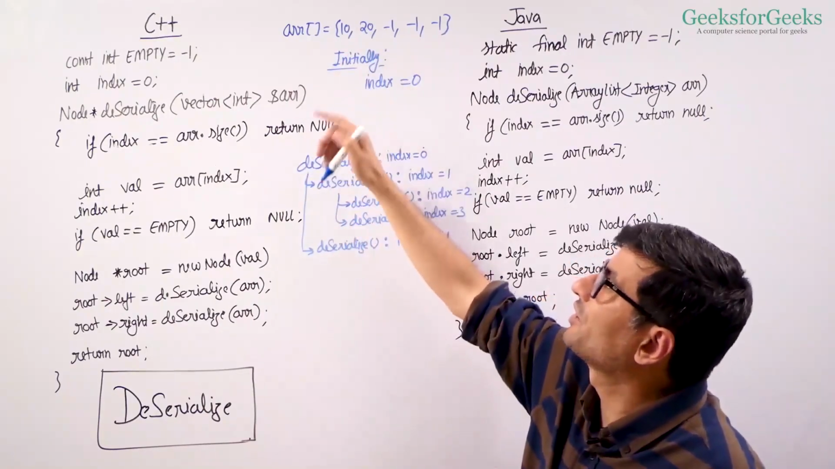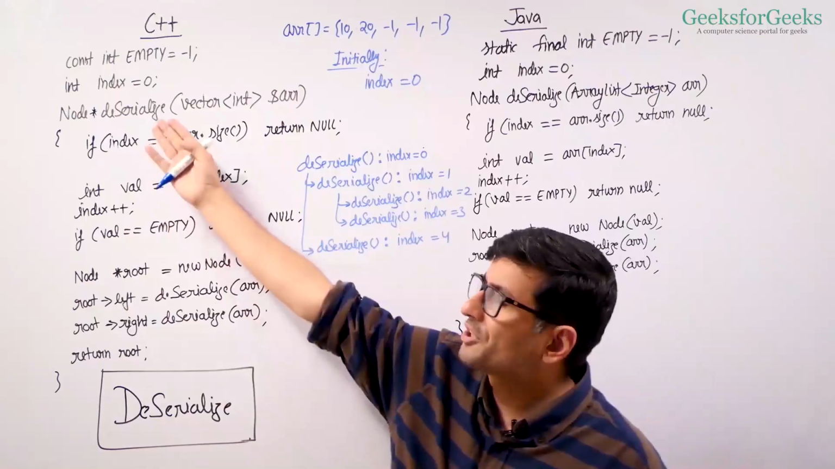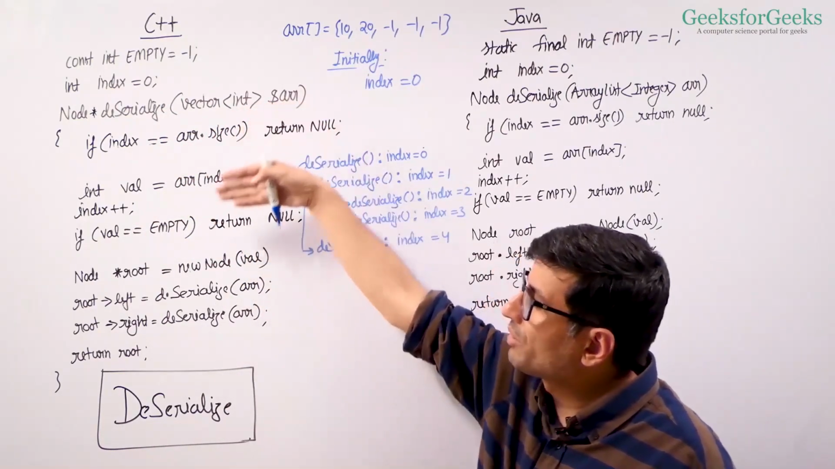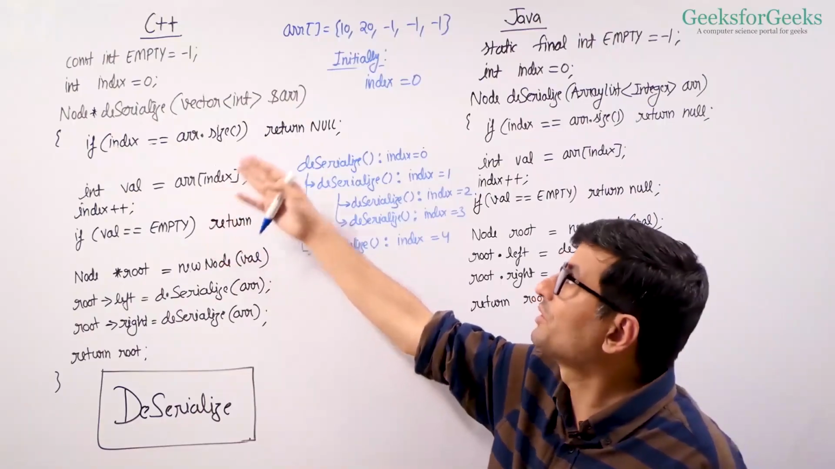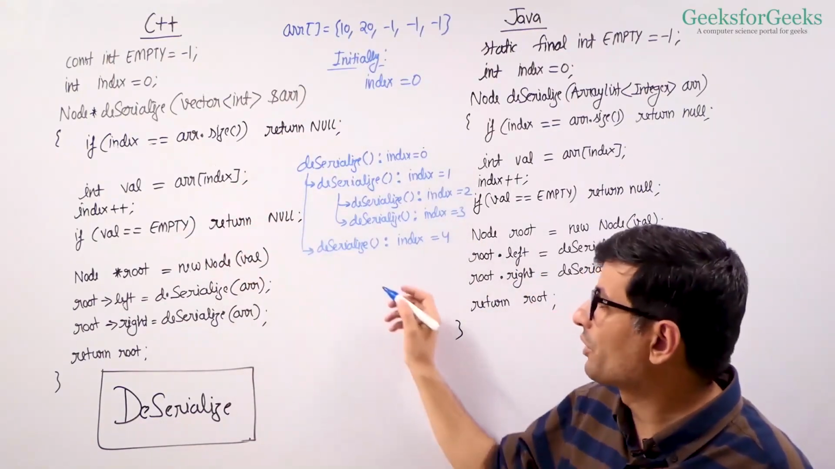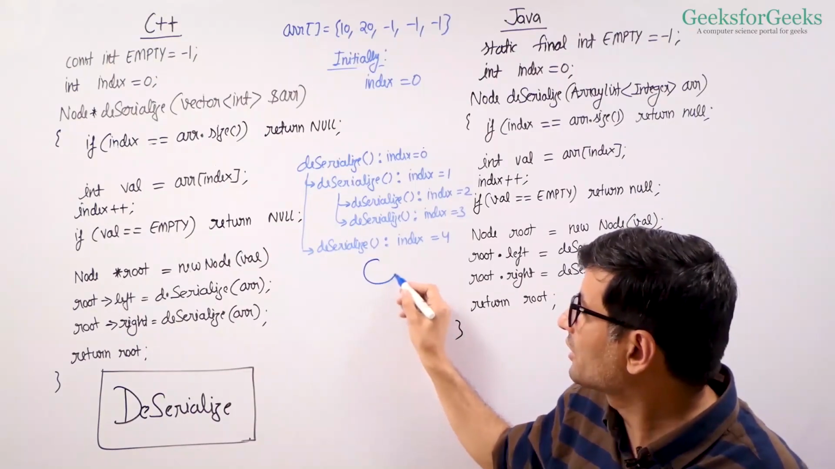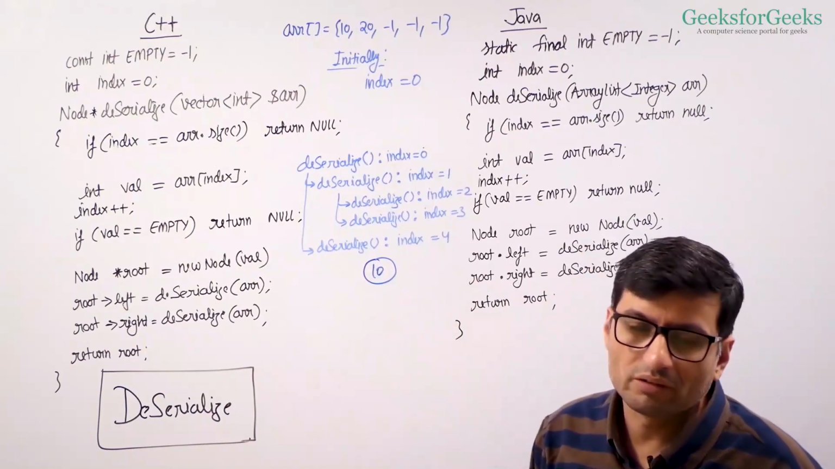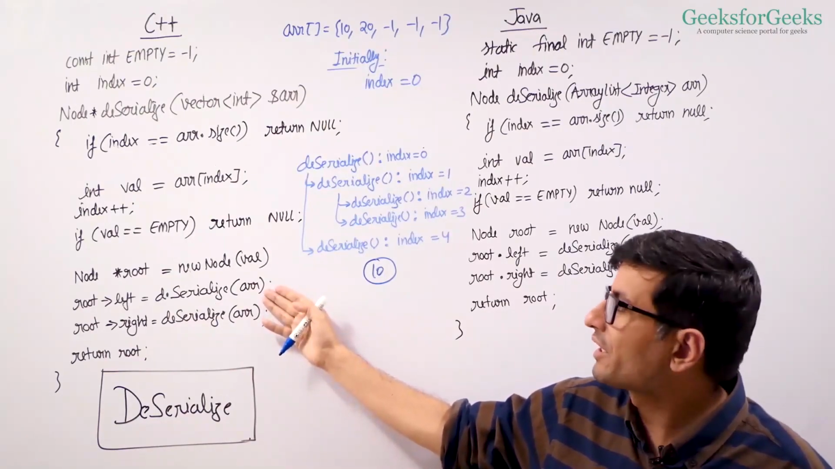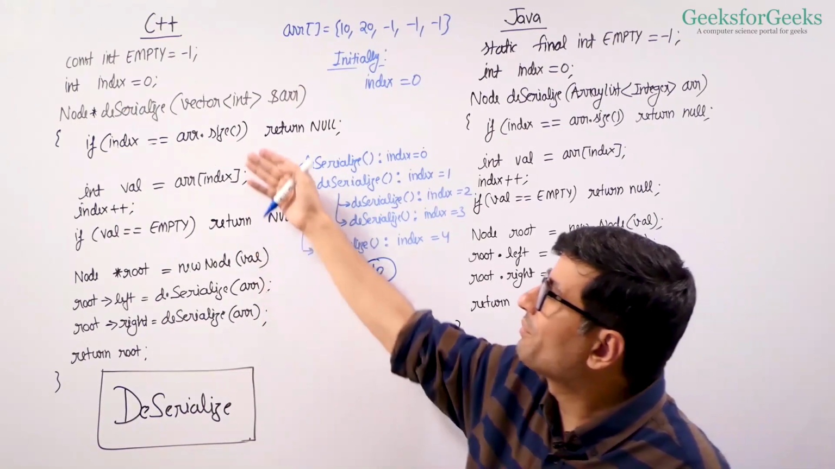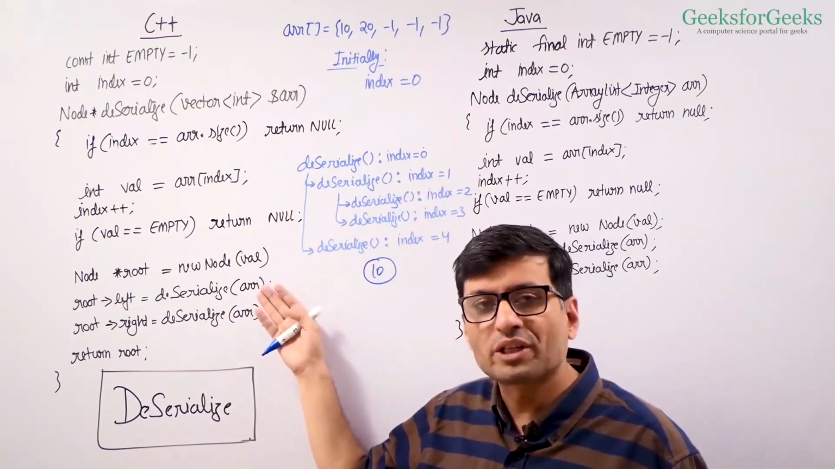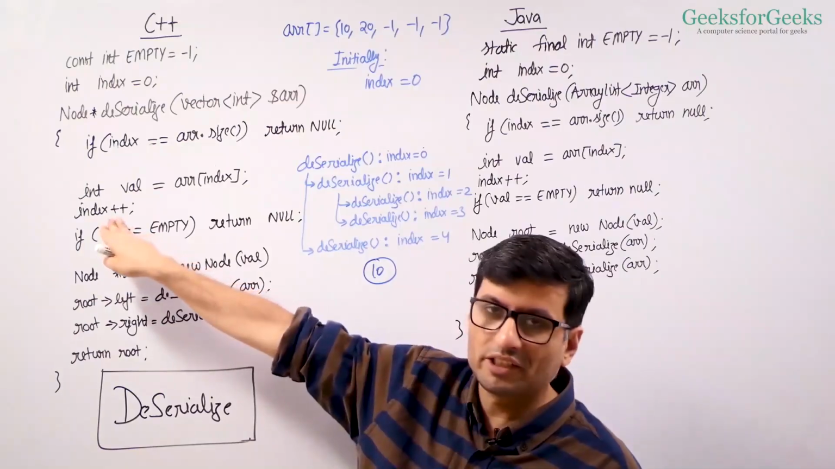Initially our index is 0. We call this function. When index is 0, we do not fall into this case and we do not fall into this case as well, because the value here is 10, not -1. It's not empty, right? So what we do is we come here, we construct a node with value 10. And now we make a recursive call. When we make a recursive call, we again begin execution from here. Please note that before making the recursive call, we had incremented the index.